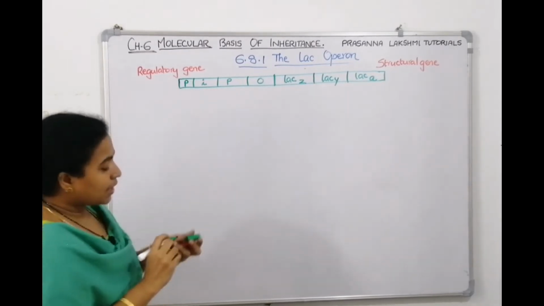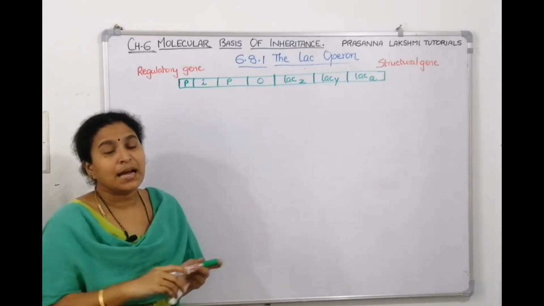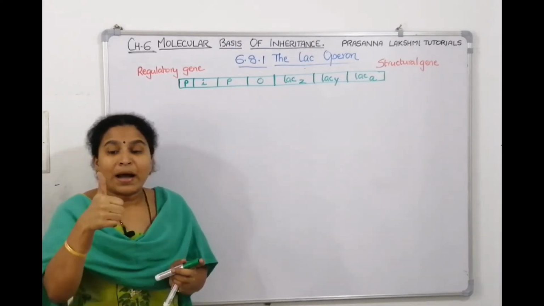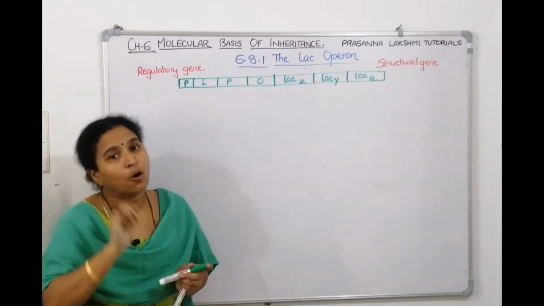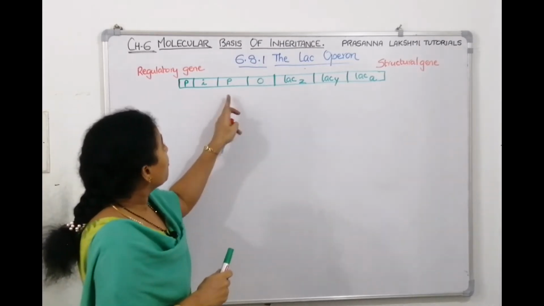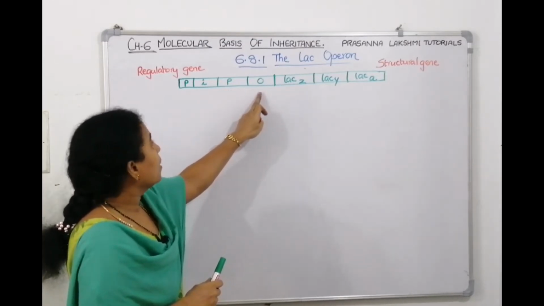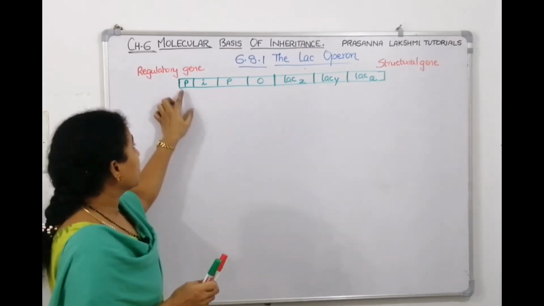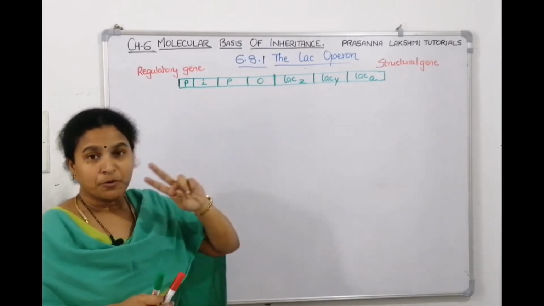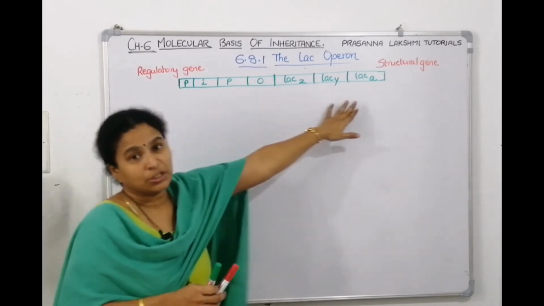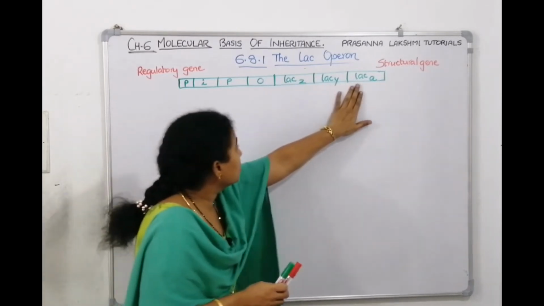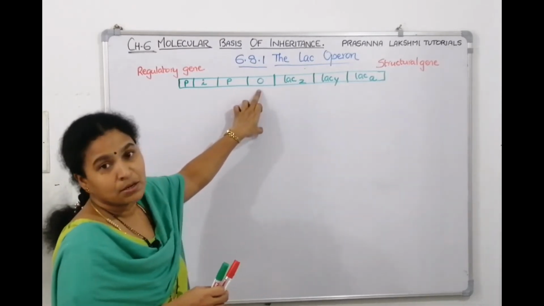In the previous lecture we discussed that each operon has one promoter and one operator. That means for this operon, this is a promoter and this is an operator. So don't get confused looking at this promoter. It is the promoter for the I gene but not for the structural gene. For this structural gene, this is a promoter and this is an operator.